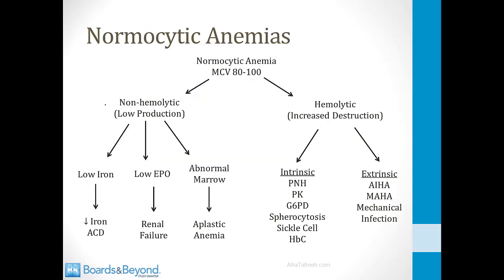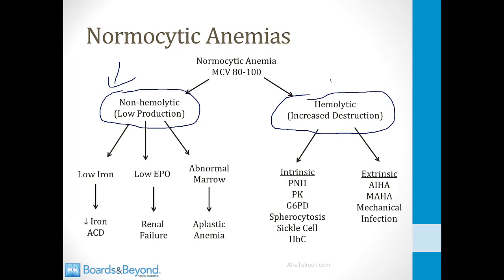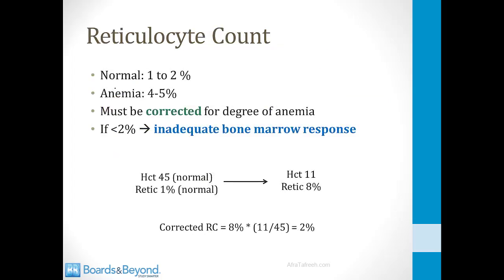If we go back to this slide showing the two general causes of normocytic anemia, all of these over here, the non-hemolytic anemias, will have a low reticulocyte count. All of these causes over here, the hemolytic anemias, will have a high reticulocyte count. Now it would be nice if you could just look at the reticulocyte count and decide whether it's increased or decreased, and then decide whether a normocytic anemia was due to underproduction or hemolysis.